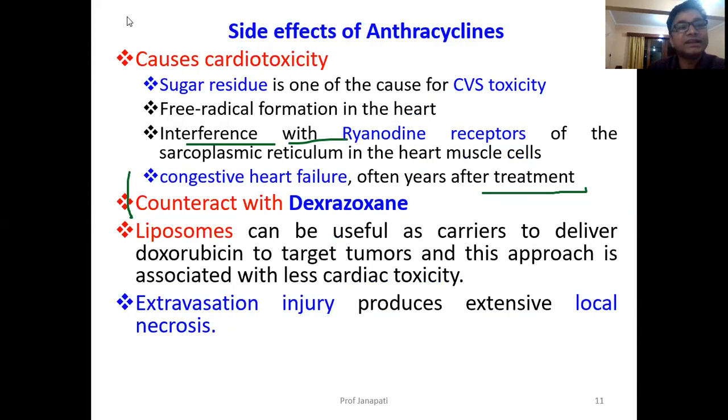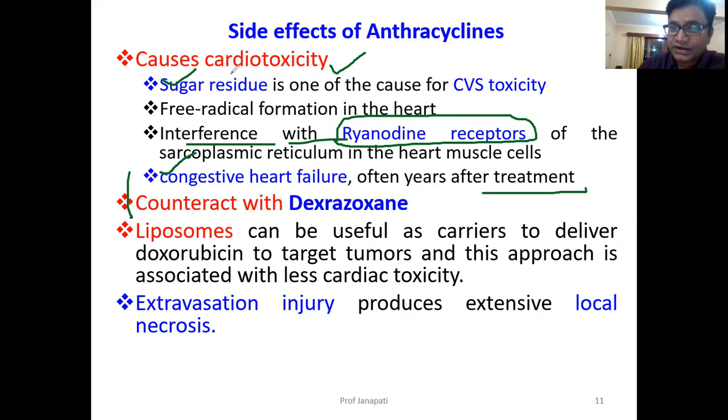Now, one more important thing is that these drugs produce cardiotoxicity. What is the main reason? Because of free radical generation. One more reason is that the sugar residue also causes free radical generation, and this drug also interferes with the ryanodine receptor, which plays a very important role. Because of this, you get cardiovascular disease, that is congestive heart failure. Not immediately, but over a period of time, depending on the person.